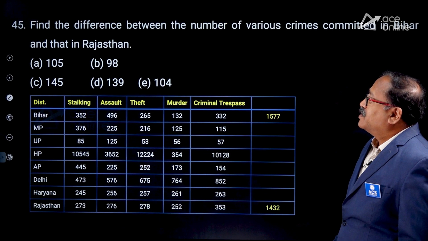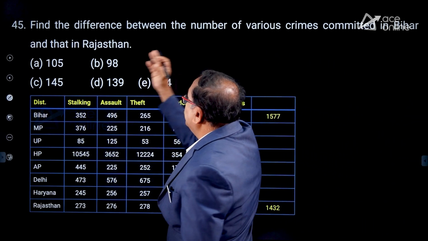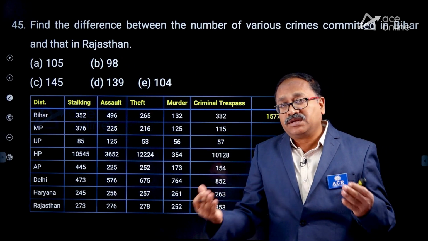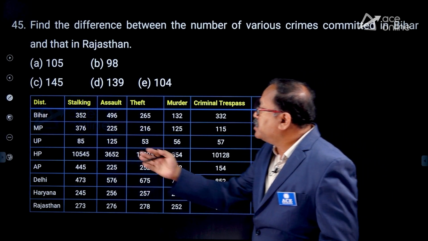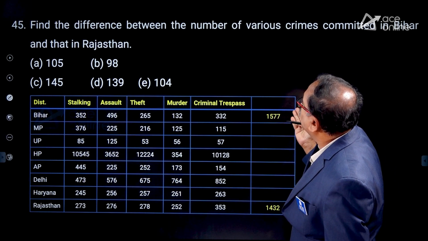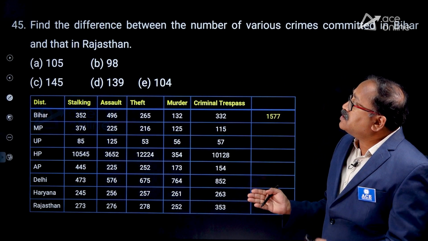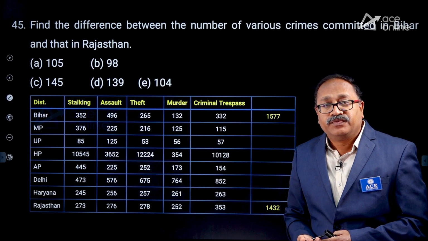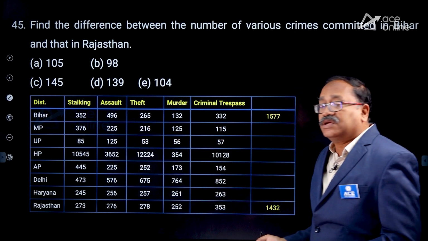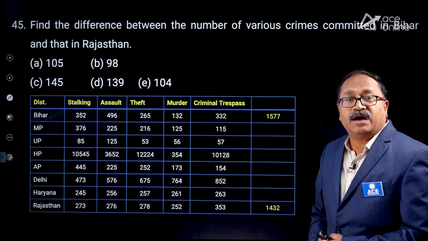Next one, question number 45. Find the difference between the number of various crimes committed in Bihar and that in Rajasthan. Various crimes, that includes all the crime. So I need to take the total of Bihar, and also the total of Rajasthan. And what it is said, the difference between these two. So of course in the exam it will take some time to add this up, but it's a simple question, and definitely you get the answer.